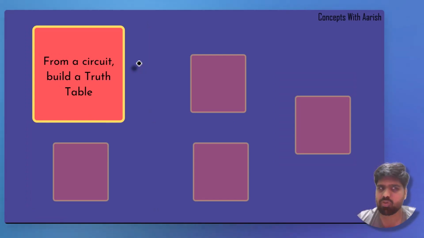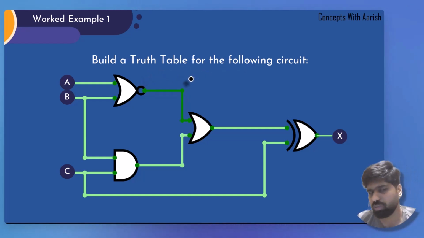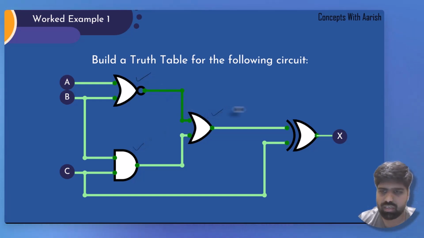Sometimes they give you a circuit and they want you to make a truth table out of it. Over here you have to build a truth table from the following circuit. The circuit is given in such a way that there is one symbol over here, one symbol over here, another over here, and another over here. First of all, you have to identify what kind of symbols these are.